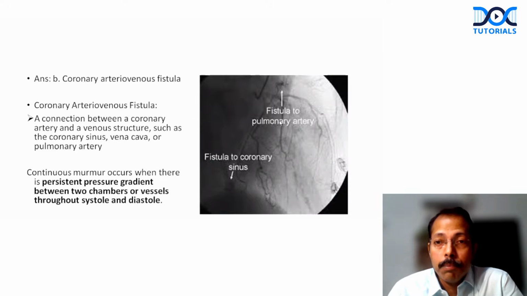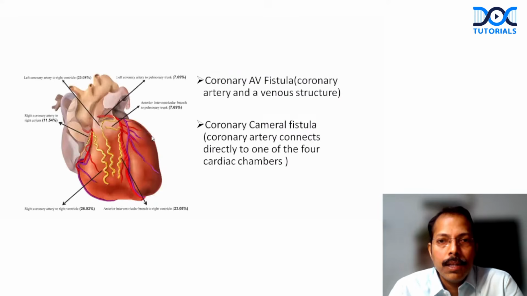This fistula can be easily appreciated by doing a coronary angiogram. Here you can appreciate the fistulous connection from the coronary artery into the pulmonary artery, and here from the coronary artery into the coronary sinus. So the answer is coronary AV fistula. And for those aspirants who are appearing next year, kindly note an important point. The coronary AV fistula is more common on the right-sided structures like the coronary sinus, vena cava, and the pulmonary artery. Again, this image clearly shows fistulous communication between the coronaries and the remaining structures.